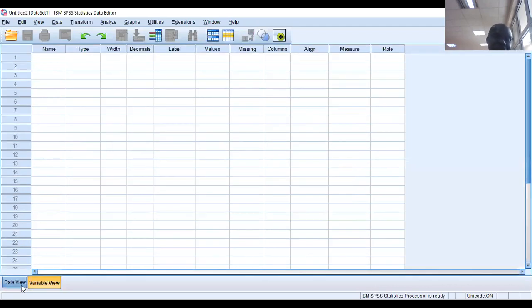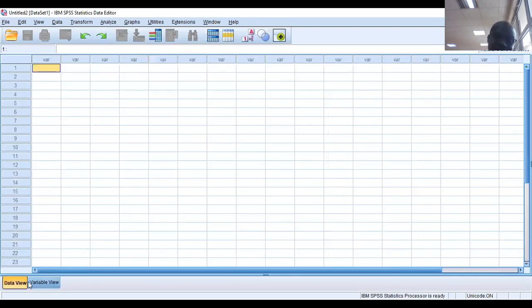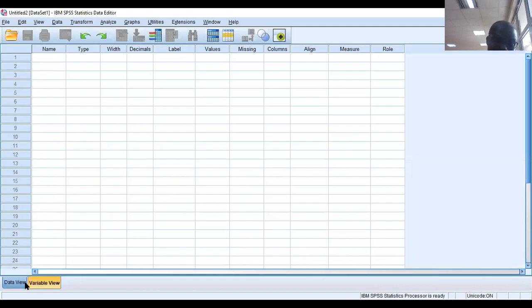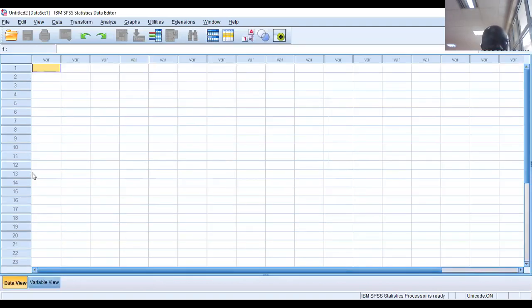Now, these ones are very important. This one, manipulation. I'm still on this first slide here. Now, let's come to data view. This is the data view I've clicked. You can see each column is labeled var. These are default variable names.